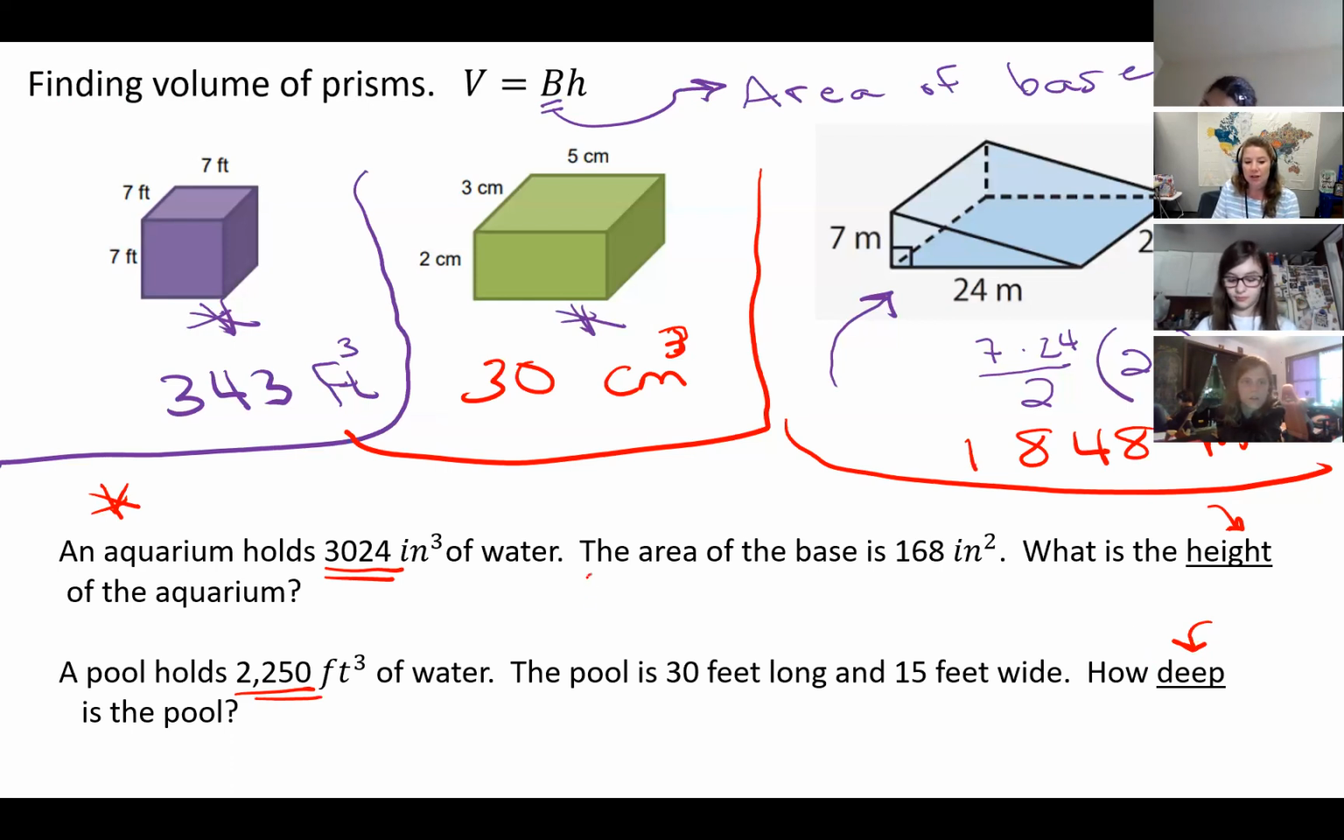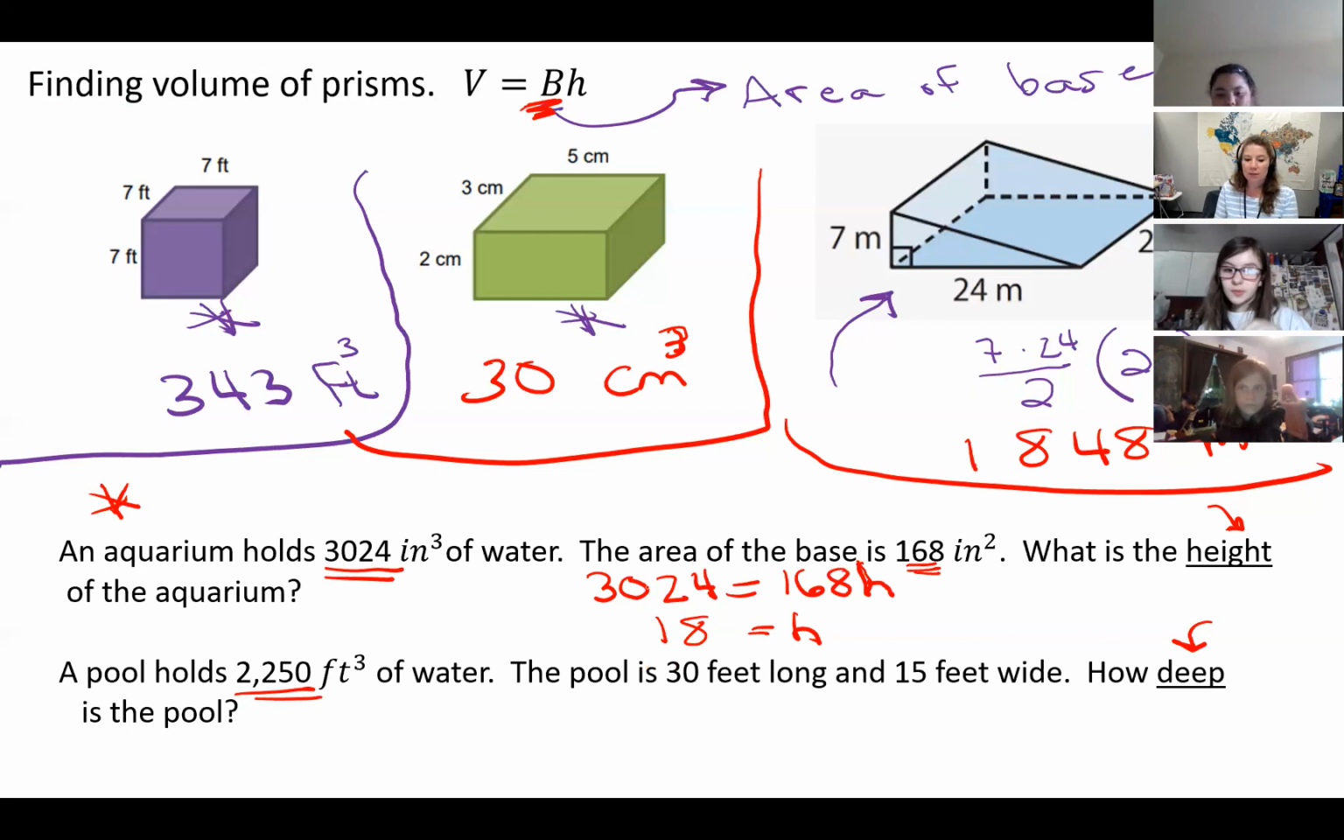So if the volume is 3024 and the area of the base is 168, remember that's capital B, and I don't know the height, how am I going to solve this equation? What am I going to do to solve for H? Exactly. I am dividing. So when I divide, I get that the height is about 18. All right, Allie and Naomi, look at that problem. Make sure that makes sense to you.